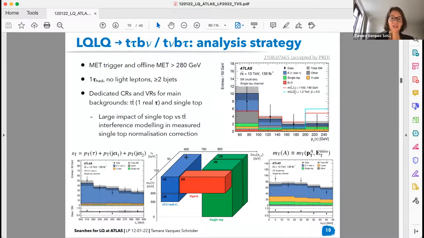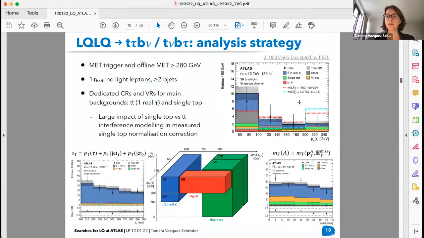And I won't go into detail on the fit results, but I can say that there is a large impact from the single top, mostly Wt and tt̄ interference modeling that is then reflected also in the measured single top normalization correction. Just to mention here that the variables that are mostly used to define these regions are the ST, which is the sum also of transverse momentum of the tau and the two leading jets, and also various transverse masses of taus or b-jets. And finally, in the signal region, we use the transverse momentum of the tau as discriminating variable.